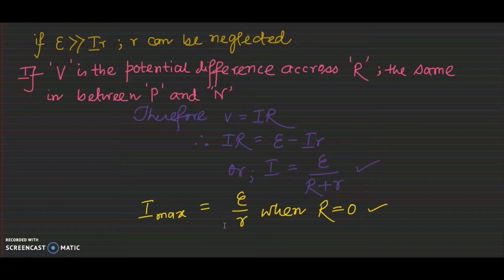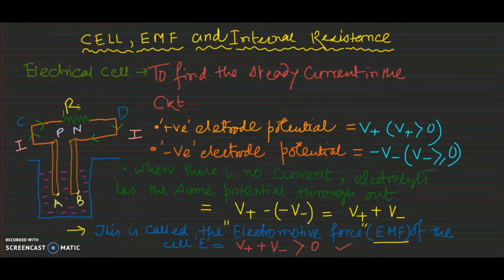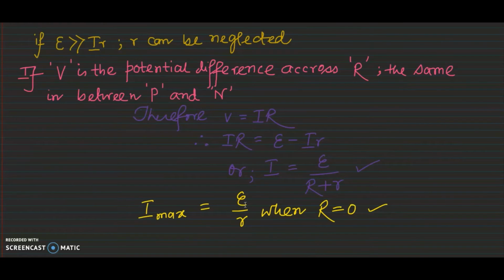So the maximum value of the current I, what will it be? I max is equal to epsilon by r, when the external resistance R in this circuit is 0. So when the external resistance is 0, I reaches its maximum value. So I max is equal to epsilon by r when capital R is equal to 0. But normally the maximum current is much less than epsilon by small r, to prevent permanent damage of the cell.